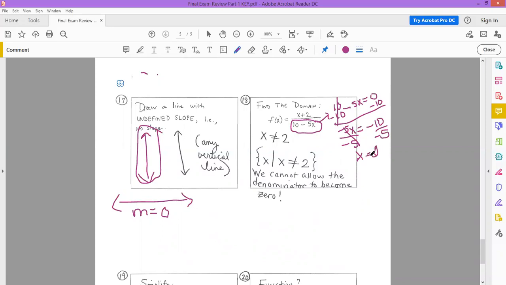So when x is 2, the denominator is equal to 0, and we can't have that. We cannot have a value of 0 in the denominator. Therefore, x cannot be equal to 2. We want any other value for x except 2. So that's how we would represent our solution: values of x such that x cannot be 2.